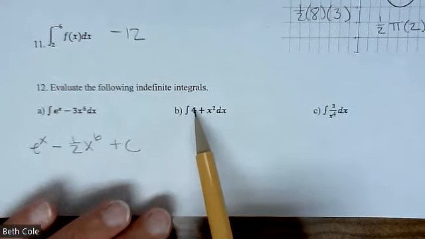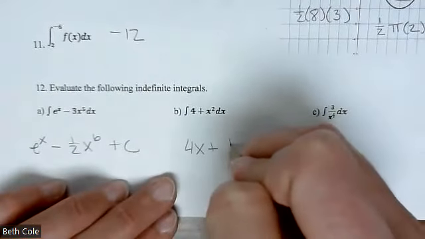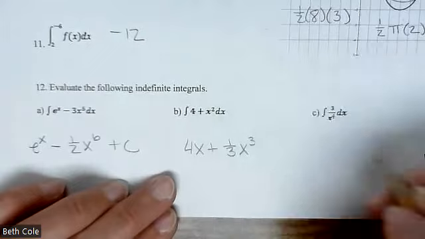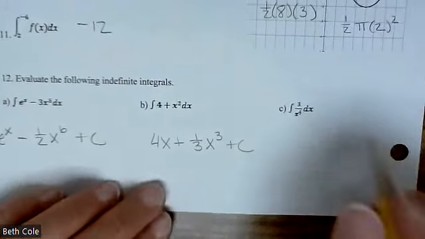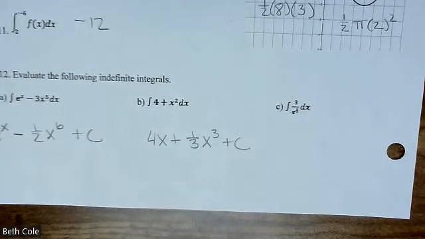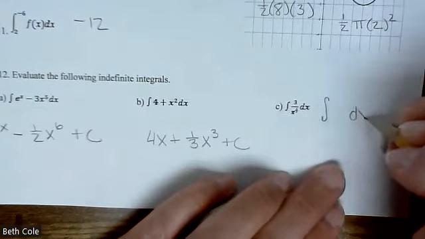All right, how about the next one? 4x, good, plus 1/3 x cubed plus c. This one we're going to rewrite before we do the problem. I'm not going to do the problem yet, so I'm going to leave the integral symbol and the dx in there.